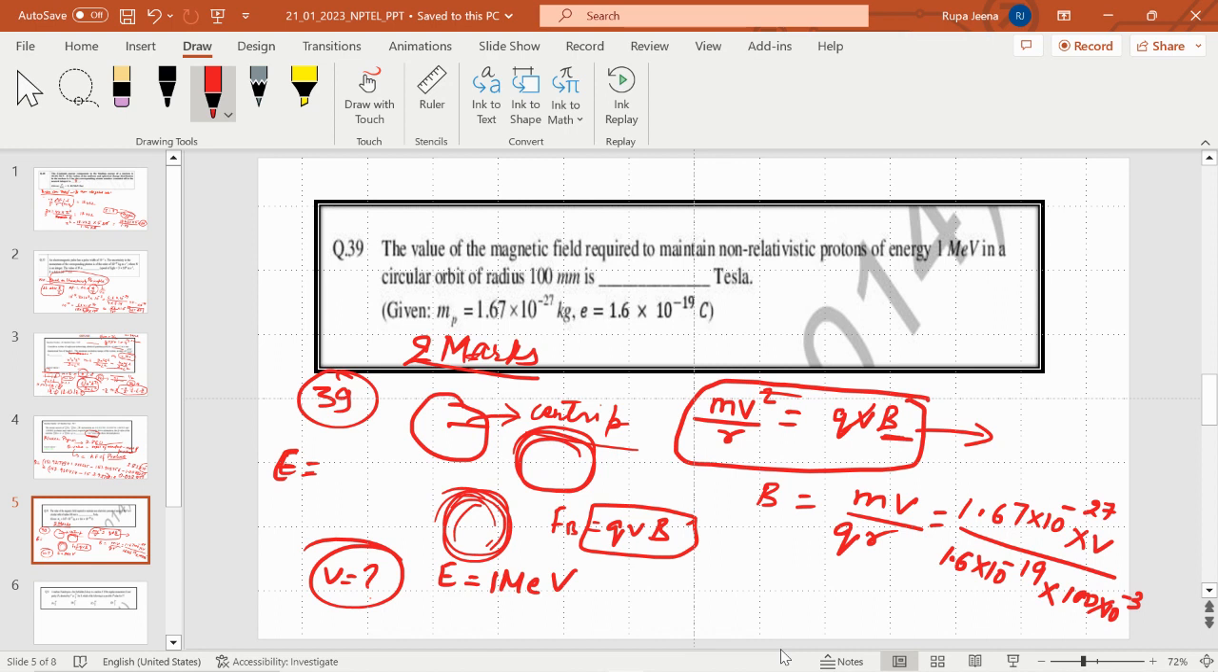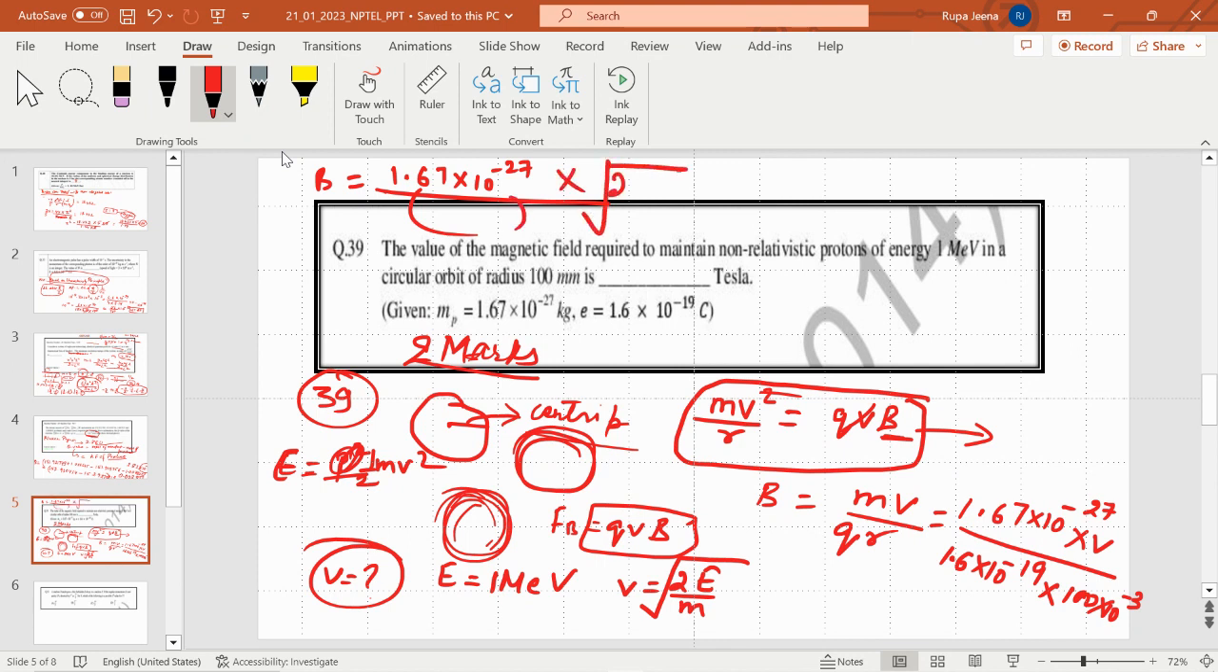So you can do mv is half mv square, right? So v is equal to under root 2E by m. Put the v value in here: 1.67 into 10 raised to power minus 27 upon these terms, then under root 2E by m.